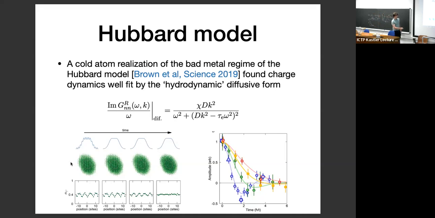So the upshot here is that, again, there are no two KF singularities in sight, and instead there's a very collective form for the charge dynamics, okay?